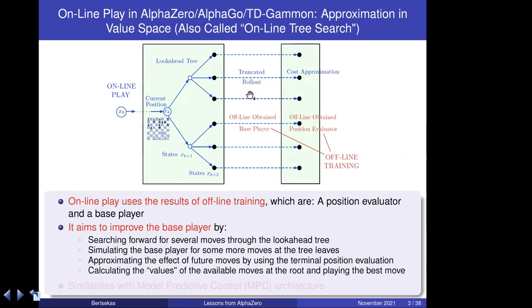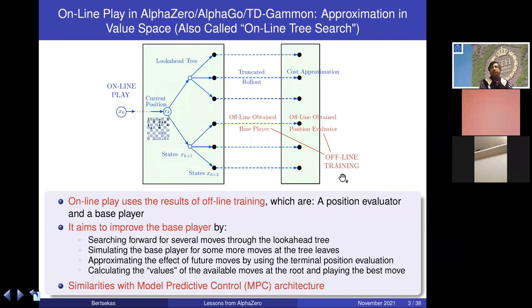There are also similarities with model predictive control. Model predictive control structures are remarkably similar to this structure and to the AlphaZero structure. There is an initial look ahead portion where minimization takes place. This is called the control interval. And then there is sometimes a rollout portion, which is called the prediction interval. And then there's a terminal cost approximation.